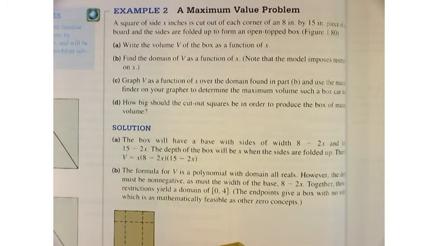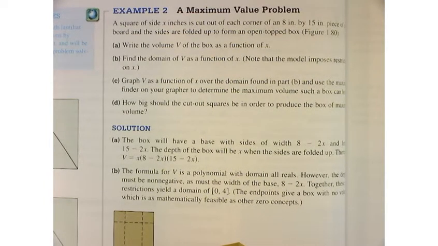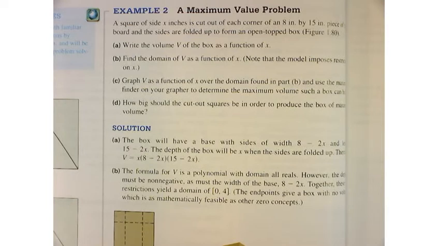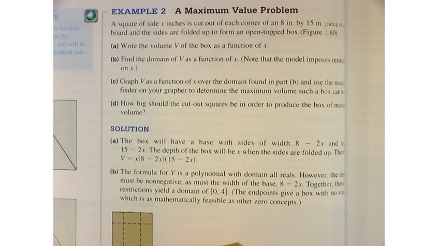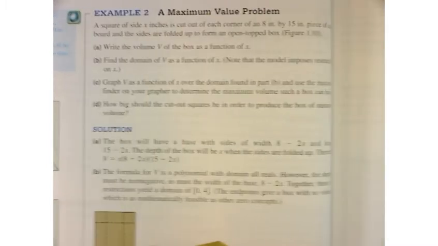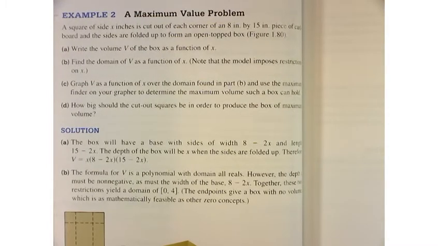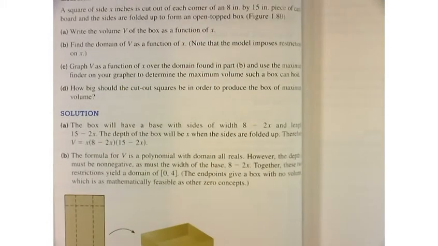The textbook says that a square of side x inches is cut out of each corner of an 8 by 15 inch piece of cardboard, and the sides are folded up to form an open top box. The first thing they want us to do is write the volume of the box as a function of x, and find the domain for that function.